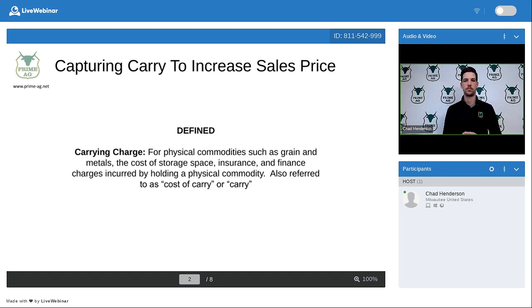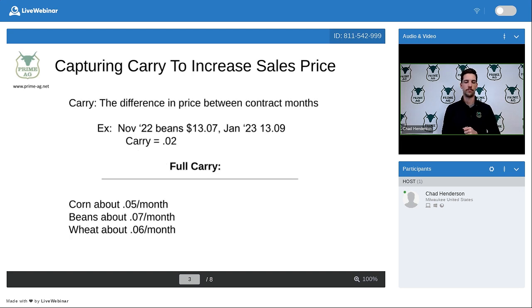This is how the CME Group defines it. Carrying charge is what they use for physical commodities such as grain and metals: the cost of storage space, insurance, and finance charges incurred by holding a physical commodity, also referred to as cost of carry or carry. That's a long definition. We had to take up an entire slide just to put it on here. Here's how we would call it: in other words, the difference in price between contract months.